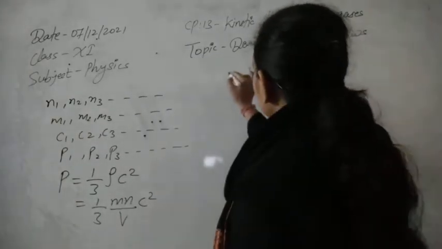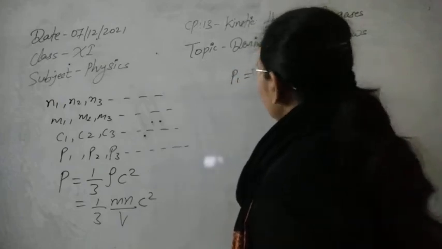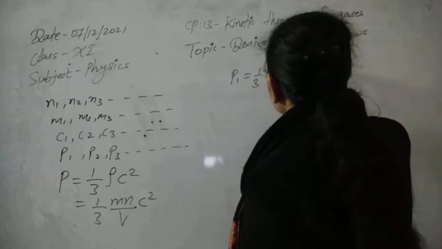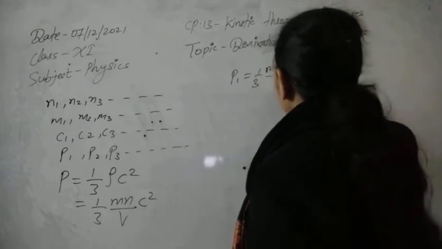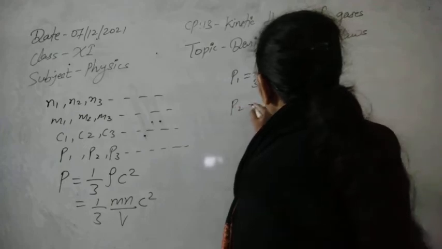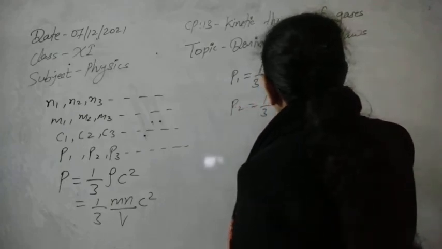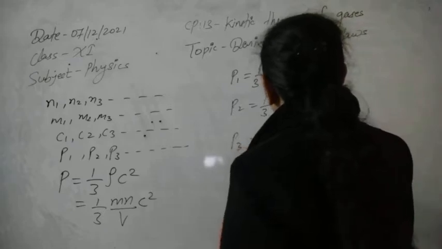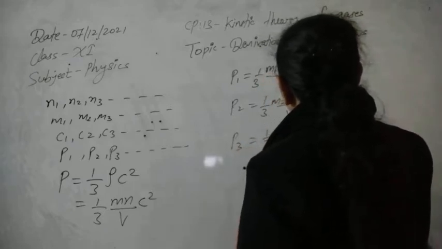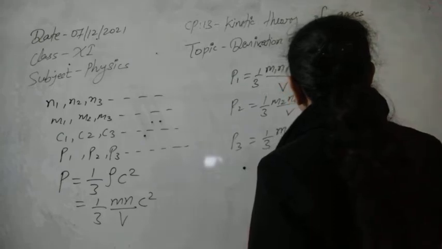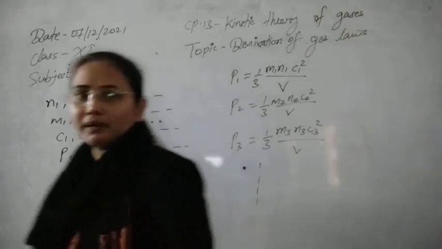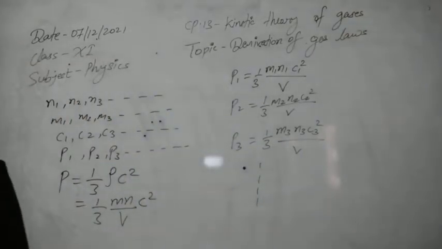For the first gas, the pressure is P1, so P1 can be written as 1 by 3 m1 N1 c1 square upon V. Similarly, P2 can be written as 1 by 3 m2 N2 c2 square upon V. P3 can be written as 1 by 3 m3 N3 c3 square upon V, and so on. So these are the individual pressures exerted by the various gases on the walls of the container.